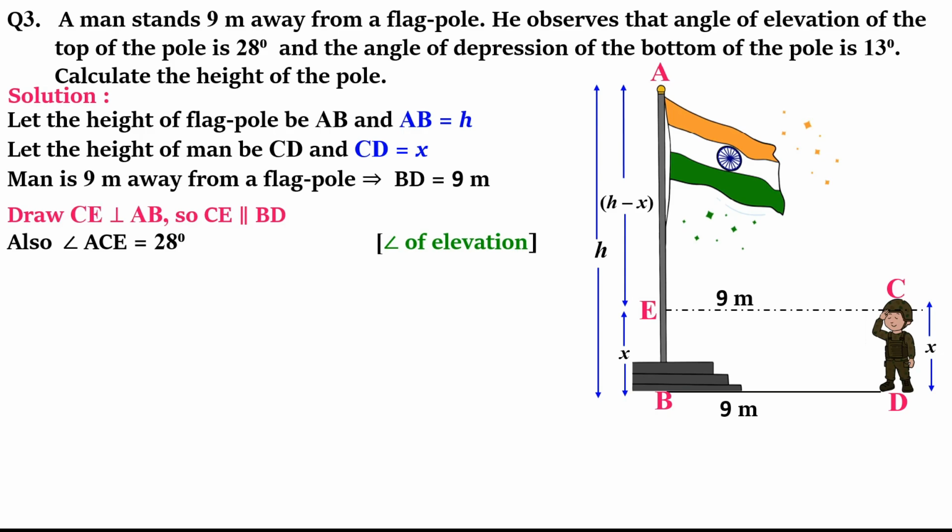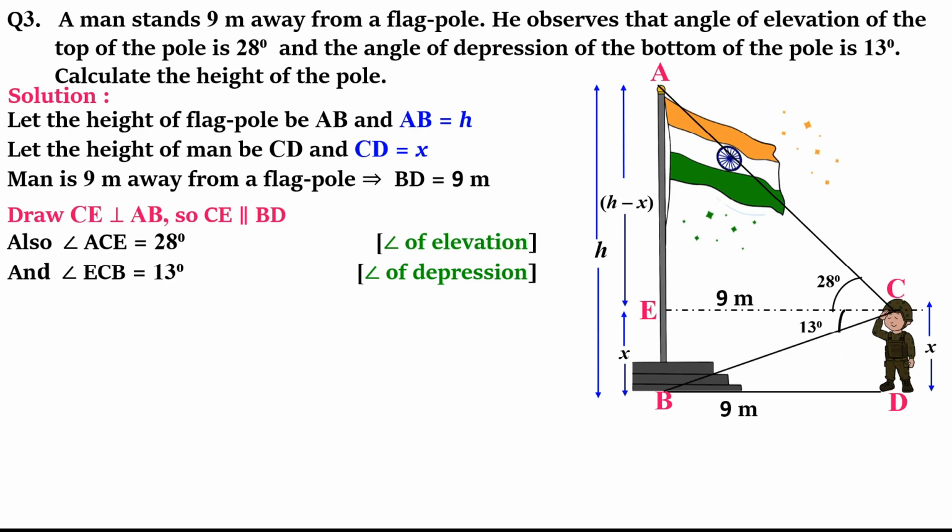Now the next thing we will do is draw the angle of elevation, because CA is the line of sight. So the angle is ACE, which is 28 degrees. Let's draw this. Then we have the angle of depression. From the top he is looking at the bottom, so the line of sight is CB, and the angle is ECB. It is 13 degrees.